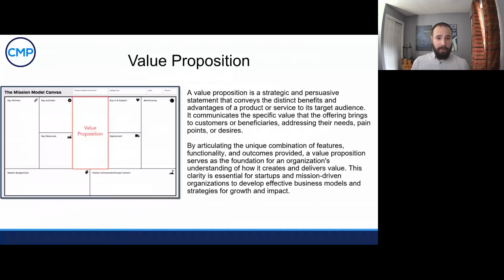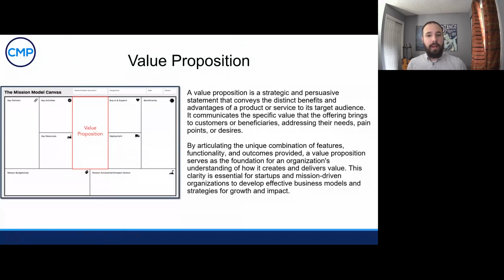So we're going to move into the value proposition, another definition chart. But this is along with, say, beneficiaries is number one, maybe it's 1A. Most important thing here looking at from the right side of the canvas is value proposition. We'll call it 1B. So a value proposition is a strategic and persuasive statement that conveys the distinct benefits and advantages of a product or service to its target audience. It communicates the specific value that the offering brings to its customers or beneficiaries, addressing their needs, pain points, or desires.